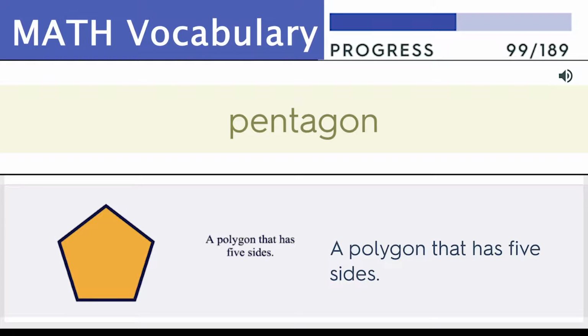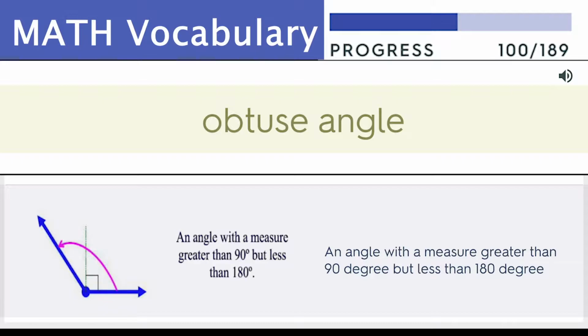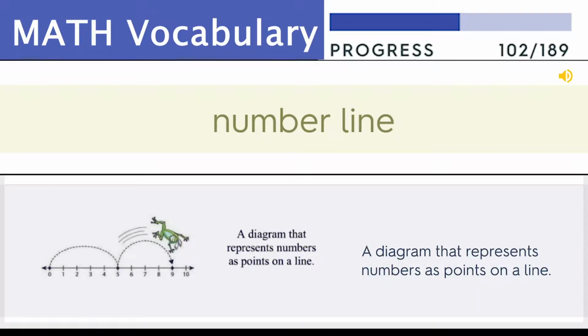Pentagon. A polygon that has 5 sides. Obtuse angle. An angle with a measure greater than 90 degrees but less than 180 degrees. Numerator. The number written above the line in a fraction. It tells how many equal parts are described in the fraction. Number line. A diagram that represents numbers as points on a line.